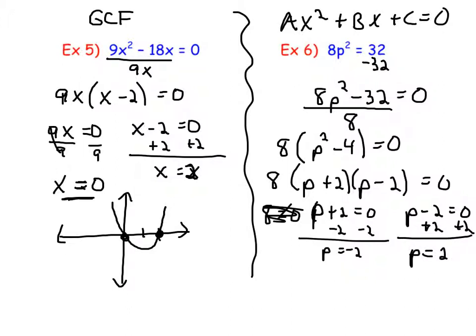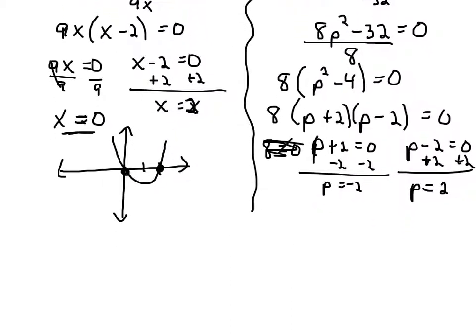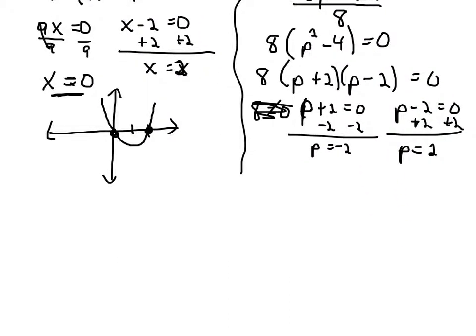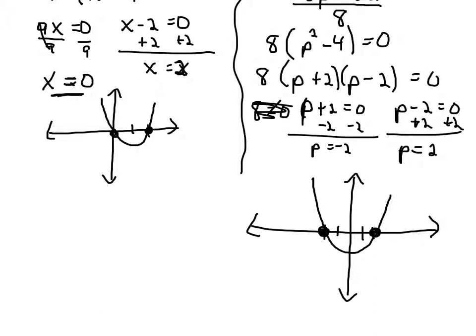So my parabola would look like this. This is p or x, this is p, and there's my y. I don't know why they use all these weird variables, they just do. So p is equal to negative 2. So I would put a dot, that's my x-intercept, and then p is equal to positive 2. It's my other intercept, and then my parabola would look something like that.